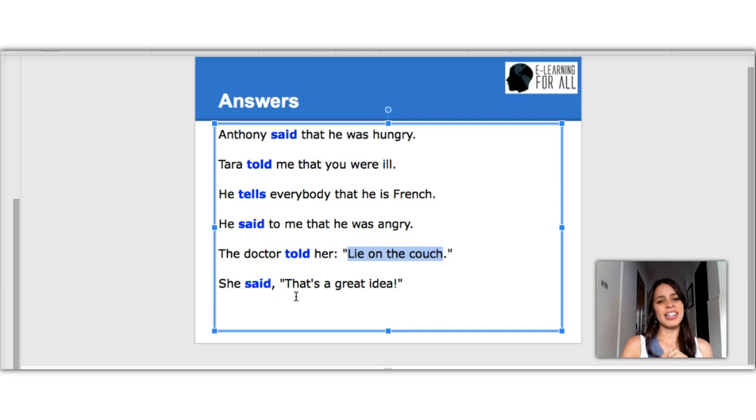She said, "That's a great idea." Why said? Because here we have a direct speech. Yes, he said, she said, and then we hear what she said. That's a great idea. Yes?